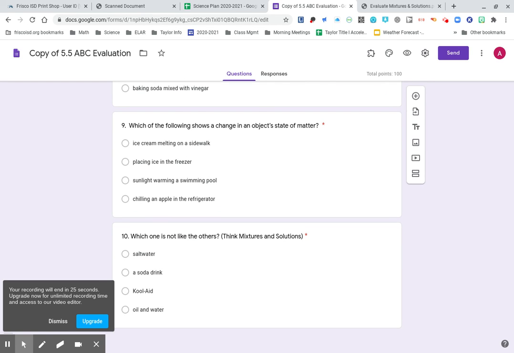Number 9. Which of the following shows a change in an object's state of matter? Ice cream melting on a sidewalk, placing ice in a freezer, sunlight warming a swimming pool, chilling an apple in the refrigerator. Number 10. Which one is not like the others? Think mixtures and solutions. Salt water, a soda drink, Kool-Aid, oil and water.